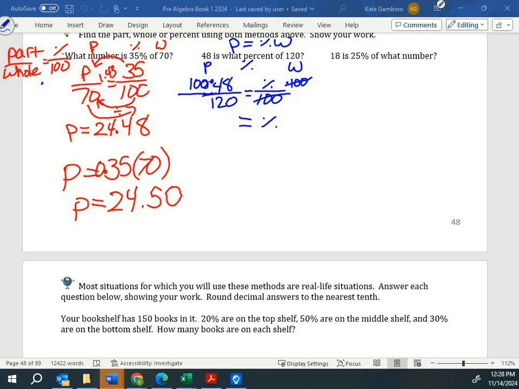Does that make sense, Grant? What is 100 times 48 divided by 120, Grant? So would 40 be my answer? The question is what percent? I'm not just going to write 40, I'm going to write it as 40%. I need to have that label on there. Because if I just put 40, it doesn't mean the same thing as 40%. You have to have that percent sign on there.